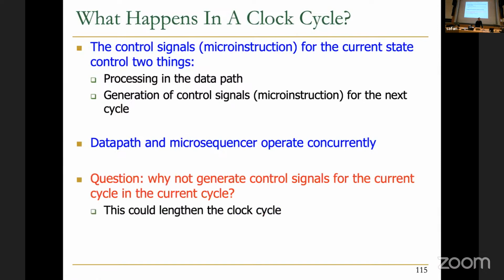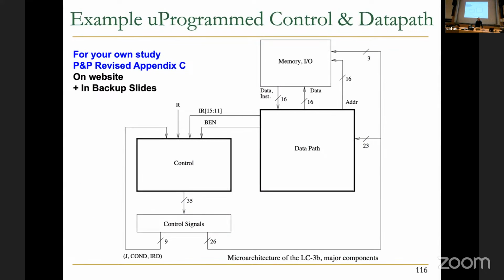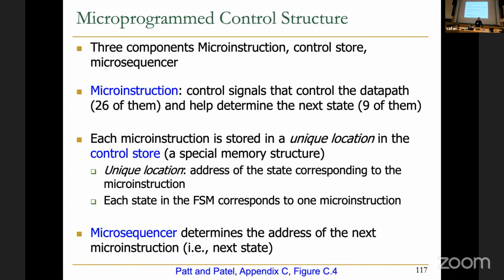Well, basically, we generate control signals for the next cycle, not the current cycle, because we don't want to serialize the processing. And your book has a beautiful description of it. But let me give you a little bit more over here. So now we have 3 components. It's actually very beautiful. You can design these in a very nice way.